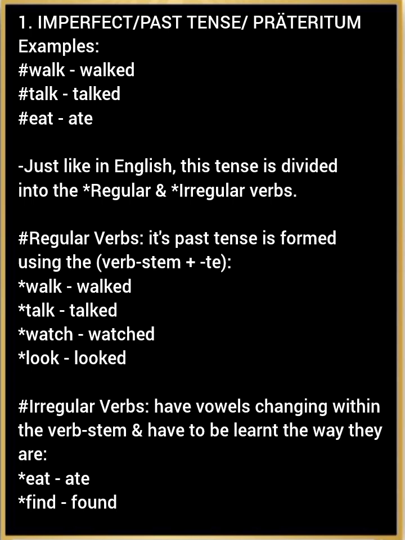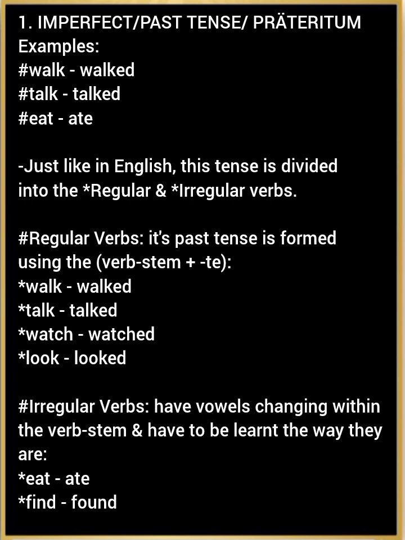In English, we know the past tense as, a quick example: walk, walked, talk, talked, right? Eat, ate. So the past tense is the second one. Look at this one. They're telling you that when forming the past tense, just like in English, it is divided into the regular and irregular verbs. Right? Now, for the regular verbs, the past tense is formed using the verb stem and a suffix te.